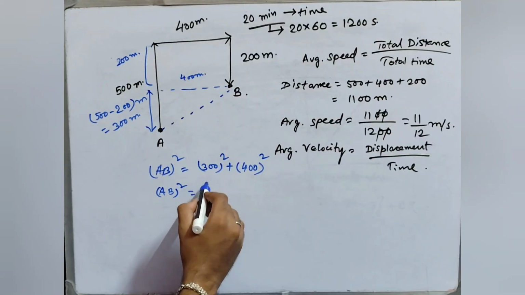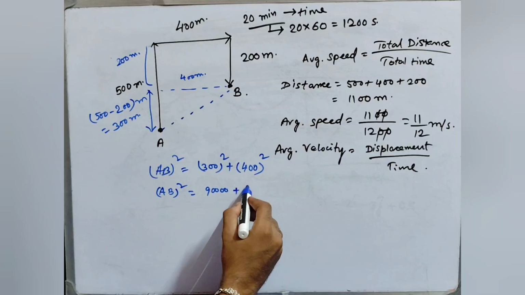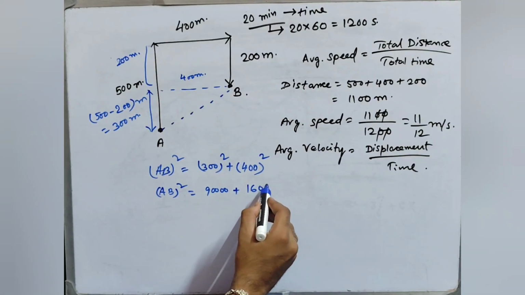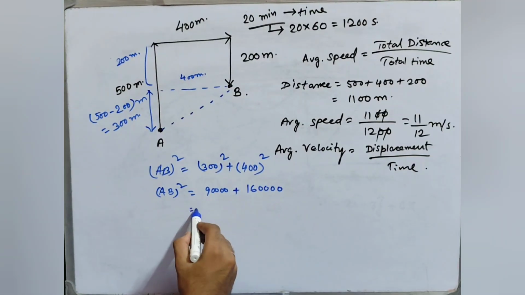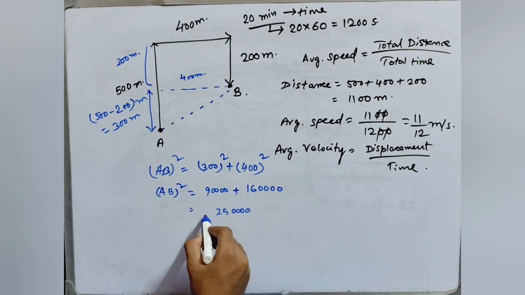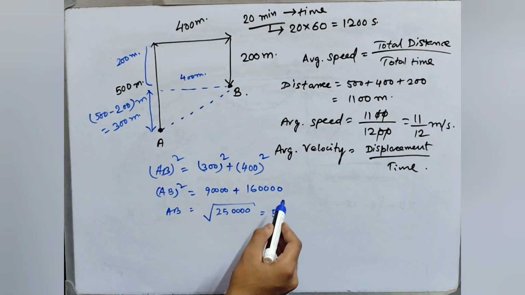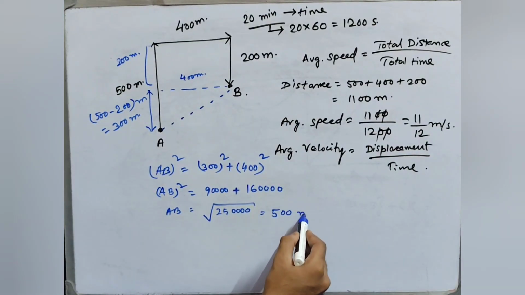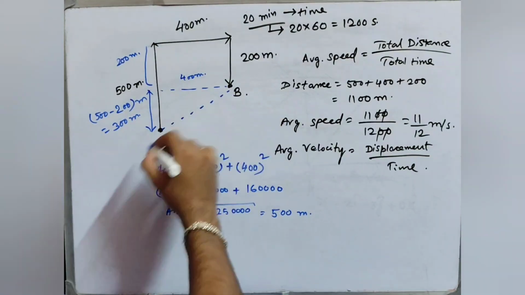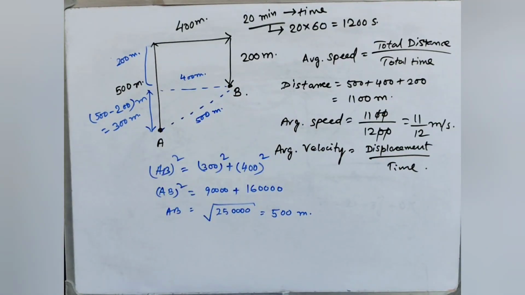AB square is equal to 90000 plus 160000. So it will be 250000, and taking the root, this is your AB. So it is equal to 500 meters. So the distance AB is 500 meters. So this is the displacement.